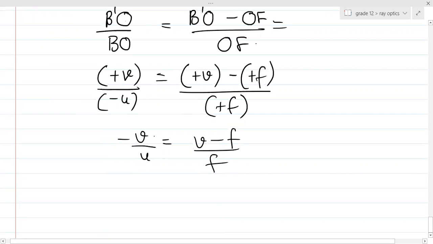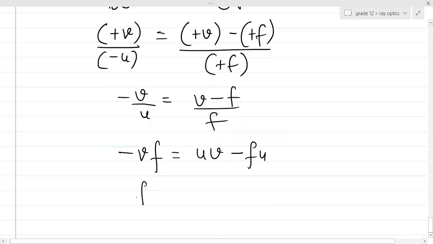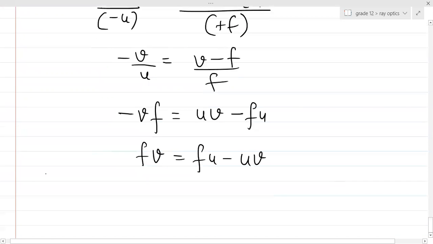Can I solve? Can you see over here this Vf minus Vf is equal to Uv minus Fu, right? And I can send this minus sign over here. So Fv is equal to Fu minus Uv, right? Now can I divide the whole equation by UVF?